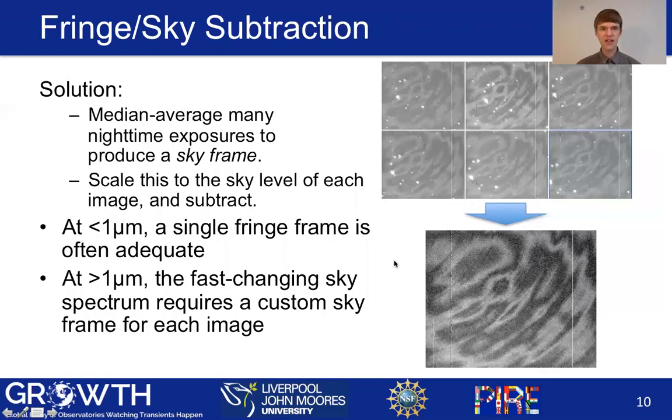The solution to this is we median average many nighttime exposures to produce a sky frame. So after we've done the flat correction, we do an additional correction that essentially produces an additional separate flat field based on the night sky, very similar to the super sky flat method I described before. And we subtract that out of our observations of the field.